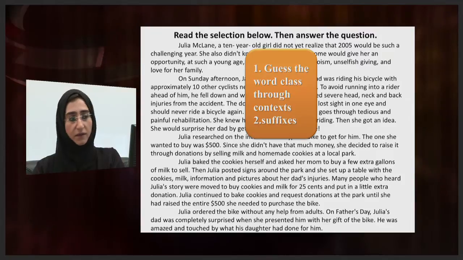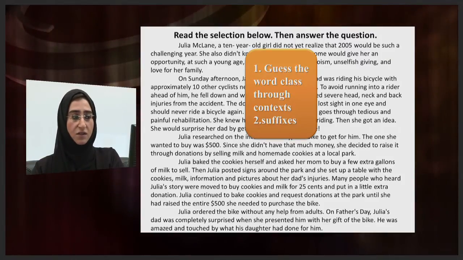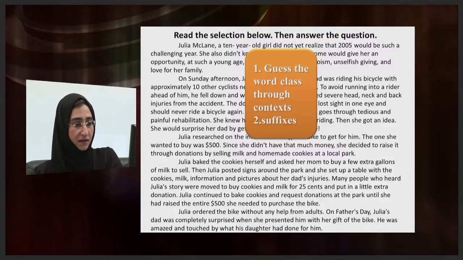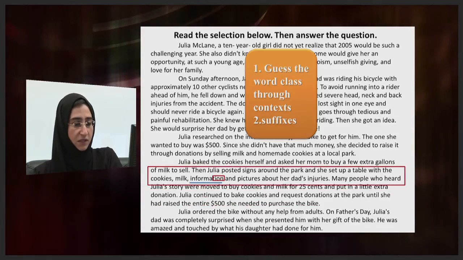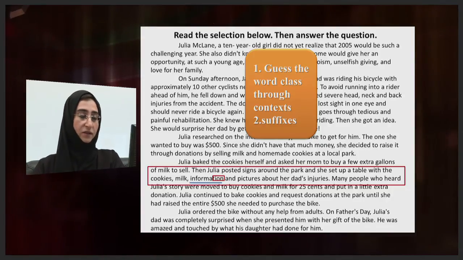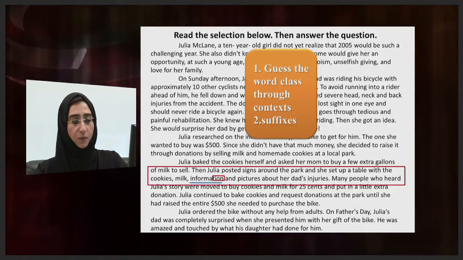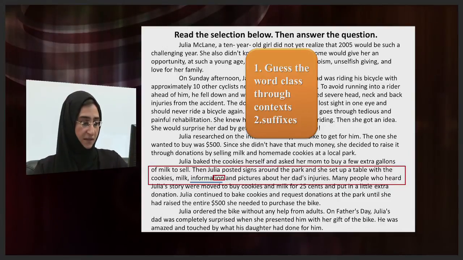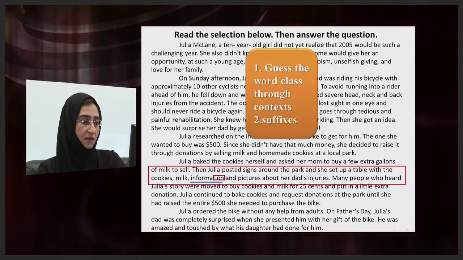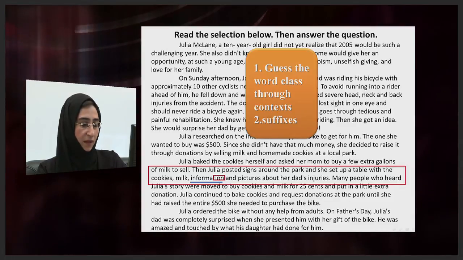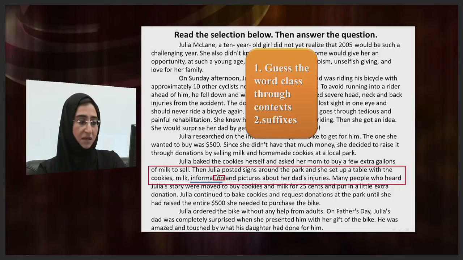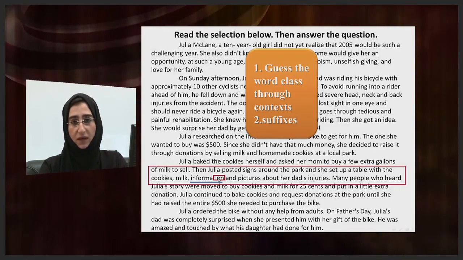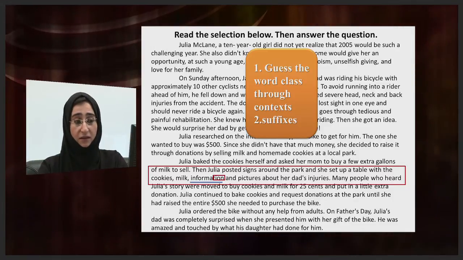As I told you before in the previous lessons, you have to guess the word class through context or by looking at its suffix. So let's have a look here. Information, we'll try to search it, point it, and read the sentence, and then we will look at its suffix. The suffix here is -tion. And when I say -tion, that means if you read pages 136 and 137, you will know the answer. So the answer is a noun.